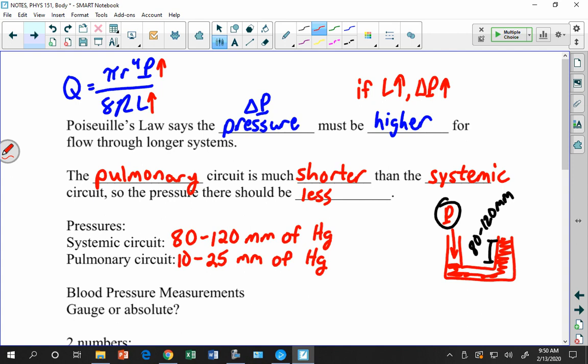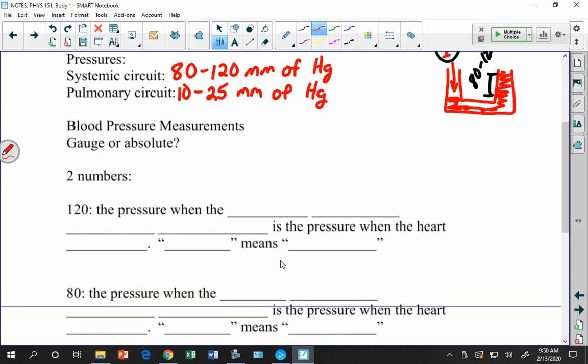Blood pressure measurements. Are they gauge or absolute? Remember those two measurements? When I'm measuring blood pressure, is that a gauge measurement or an absolute measurement? It's a gauge measurement. Because remember, absolute pressure is equal to the gauge plus the atmospheric pressure. And so atmospheric pressure is really high. Atmospheric pressure is 760 millimeters of mercury. So these pressures in our blood pressure are gauge measurements, which are quite small.